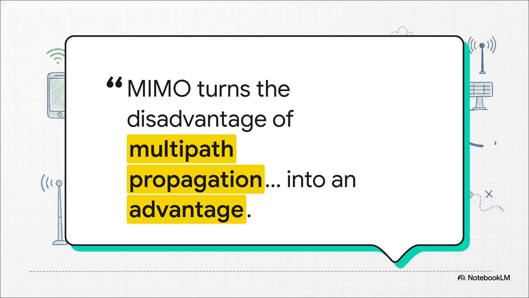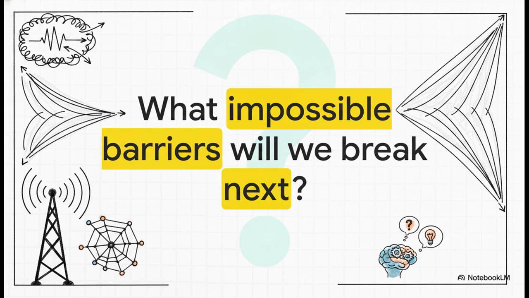It's just incredible. From struggling to get a single bit through the noise, to weaponizing the room's echoes to multiply our bandwidth, the physical layer is just a massive testament to human ingenuity, which leaves us with this provocative thought. With technologies like MIMO literally turning the most frustrating laws of physics to our advantage, what seemingly impossible barriers will the physical layer break next?